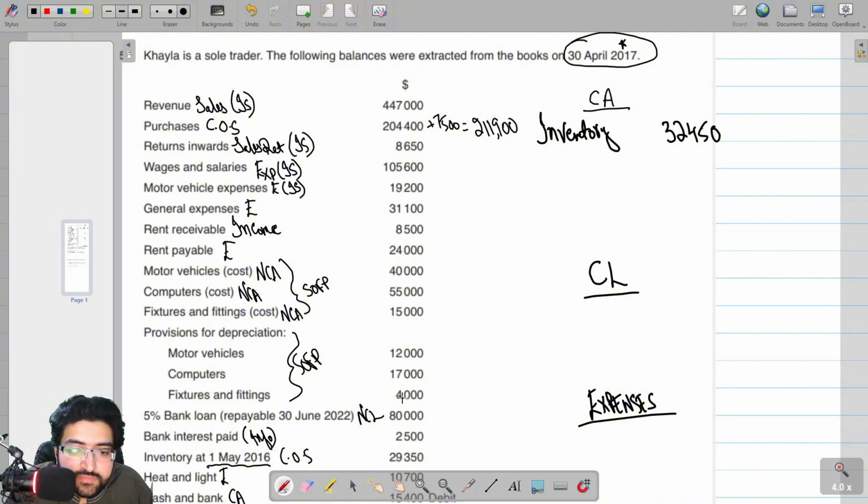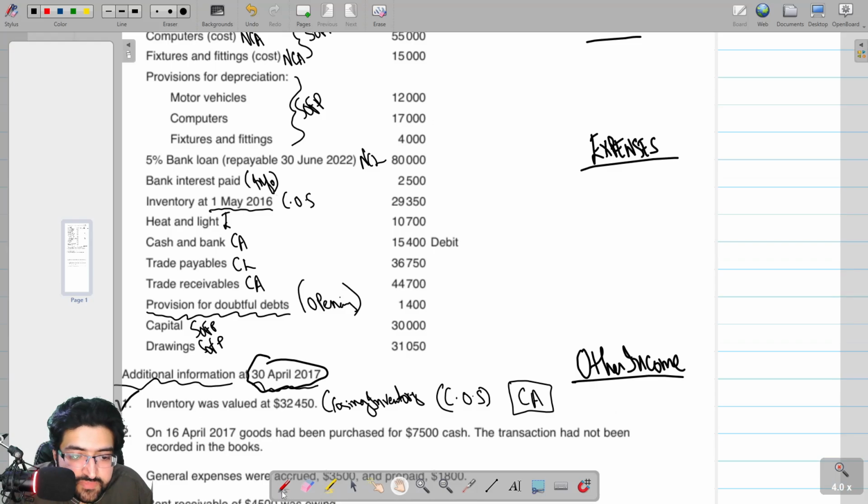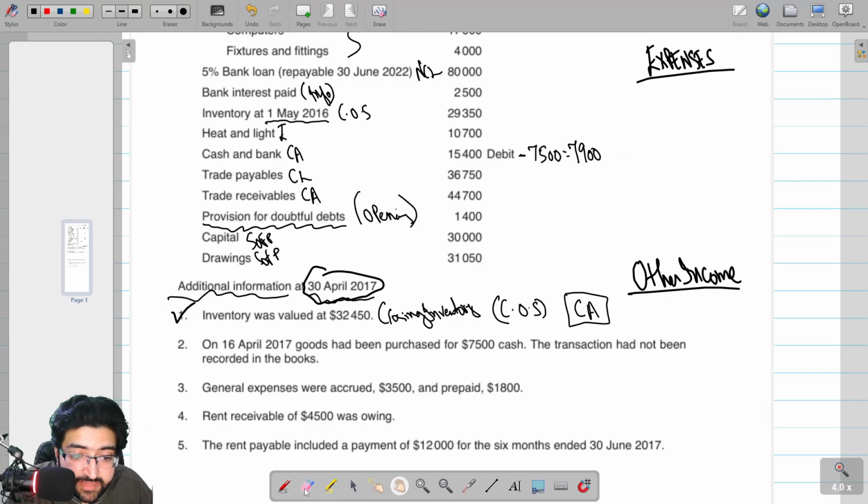Okay. Now, I also have to deduct 7,500 from cash. Cash and bank is given combined in this question. It doesn't matter. So we will just deduct the amount from here. Minus 7,500. So 15,400 minus 7,500 gives me 7,900. So I will remember to use this value for cash and bank in the current asset section of my SOFP. Okay. We are done with the second adjustment. We have made the changes necessary to the question.